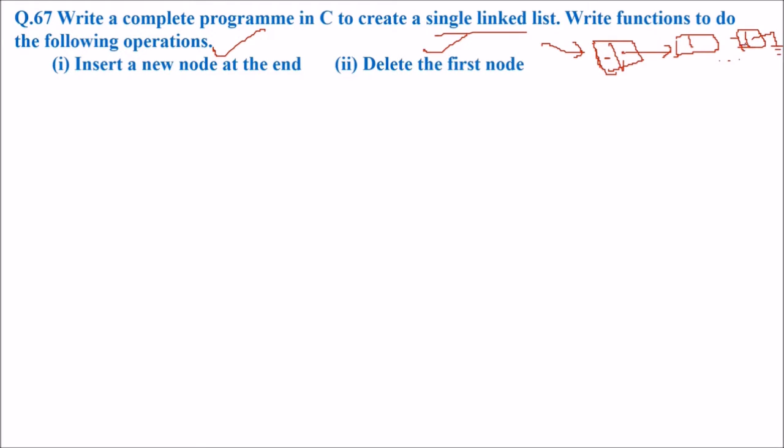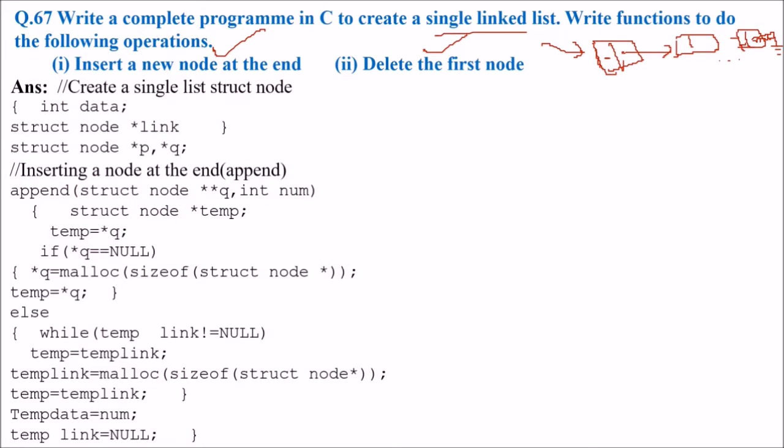Of course, the first part will have the data. The second part will have no address, so it will be null. This is how we create a single linked list structure node. This is a single structure node, that is a single node. We have a data element, this one. We have a link, this one, and we also have structure node pointers P and Q. This is a single linked list.